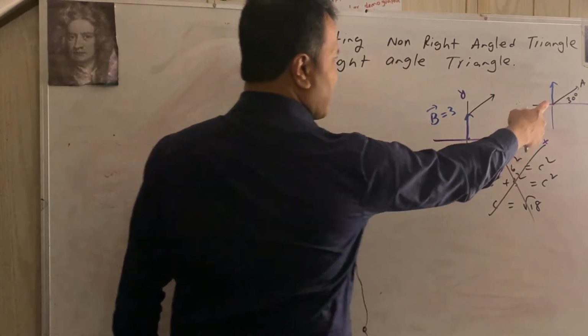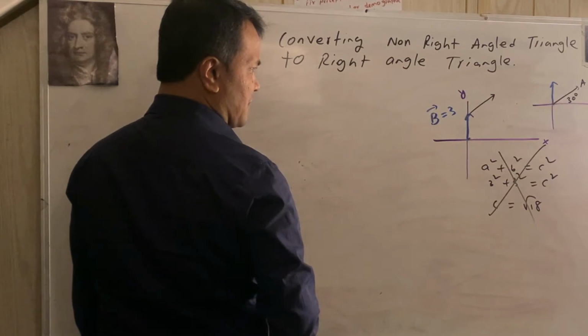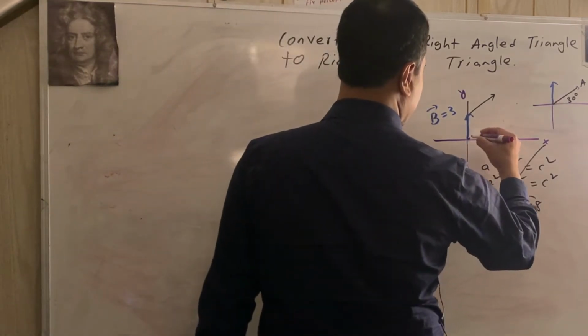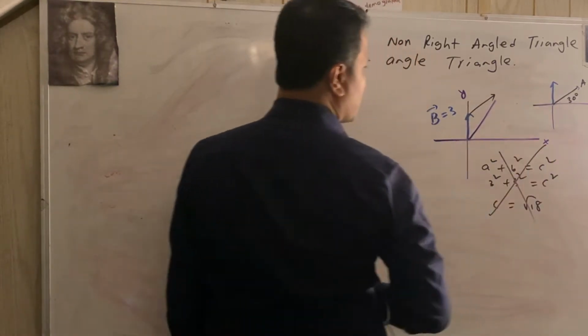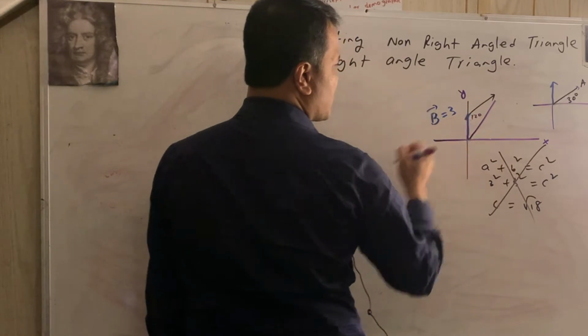Now I put the black vector on top of the blue vector using the head and tail method. Now if I draw the resultant, then what do I see? I see this is 120. How do I know this is 120?